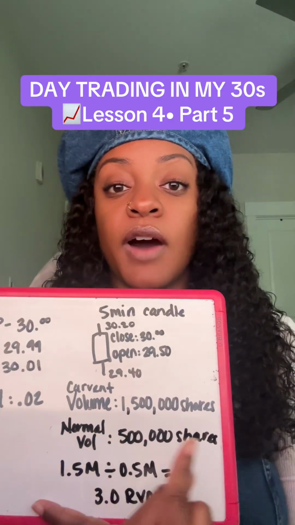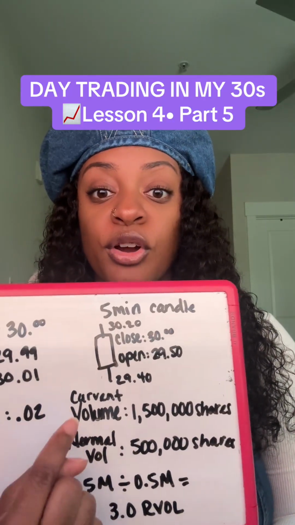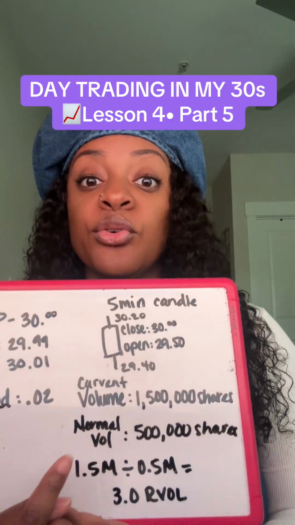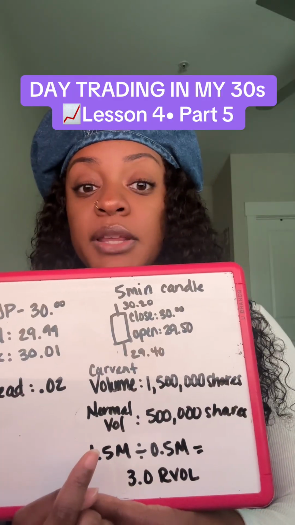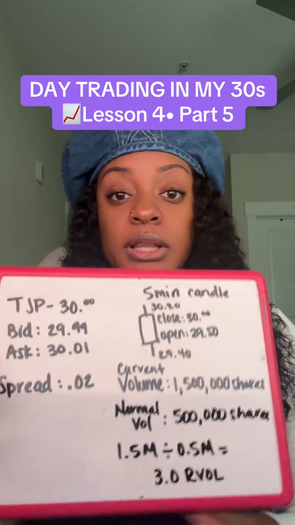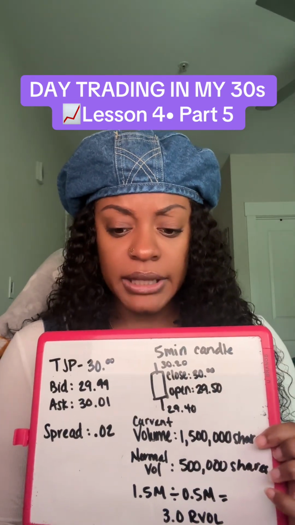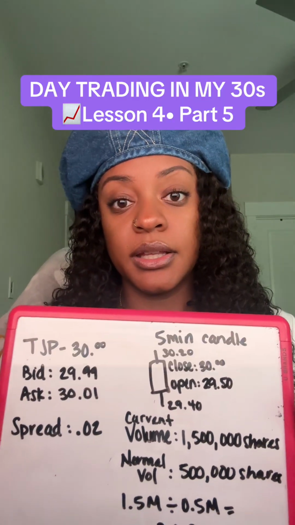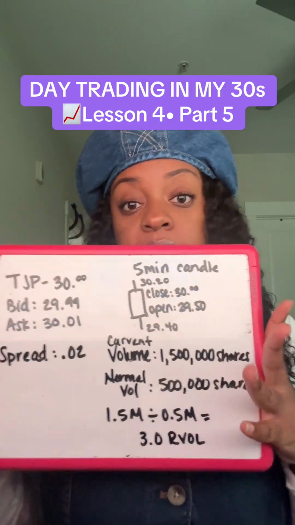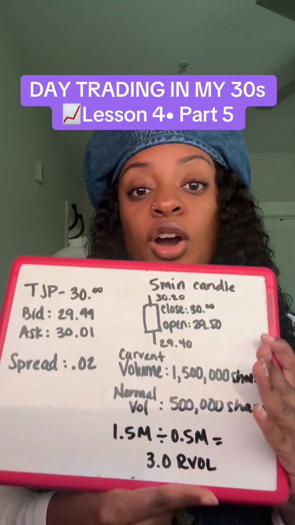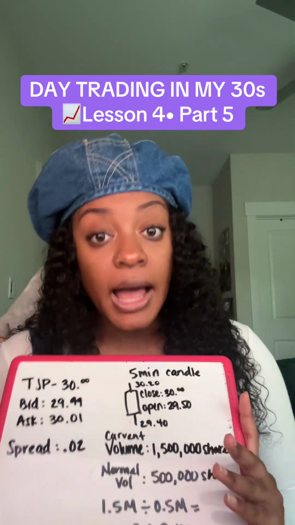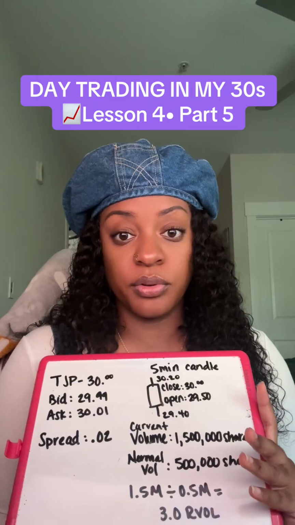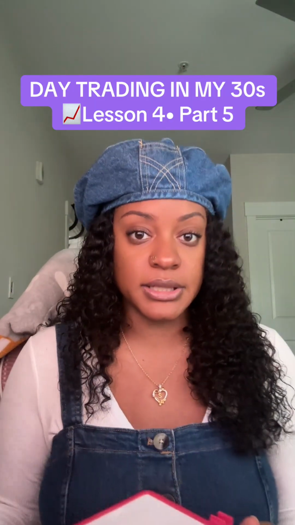That brings us down to the volume bars that are below the candle. The current volume is 1.5 million shares, but the normal volume is normally 500,000 shares. Our relative volume calculation is the current trading activity divided by the normal trading activity, and that is going to give us a number, which is a 3.0 relative volume, meaning that it's 3 times more trading activity than normal. 3 times normal.